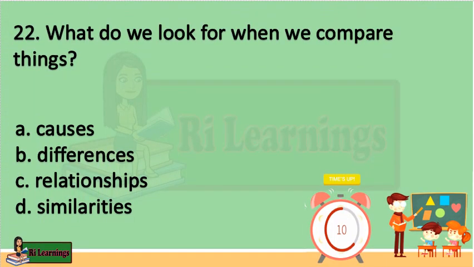22. What do we look for when we compare things? A. Causes. B. Differences. C. Relationships. D. Similarities.